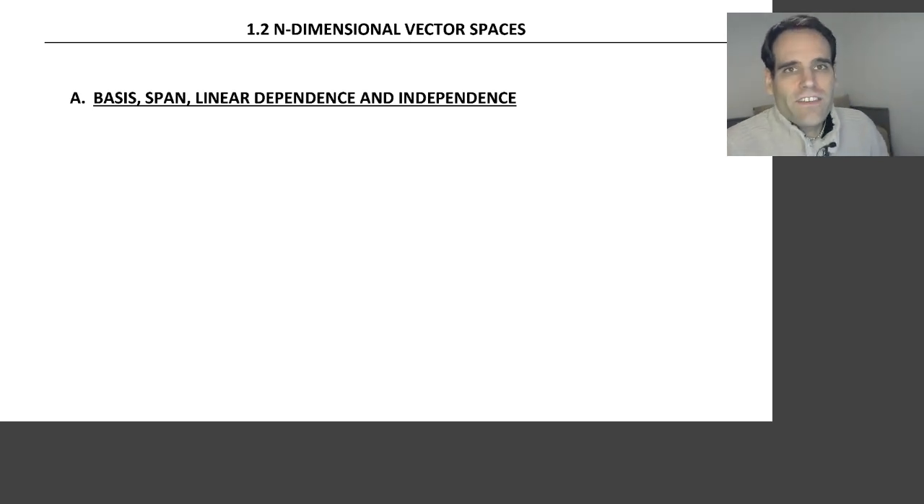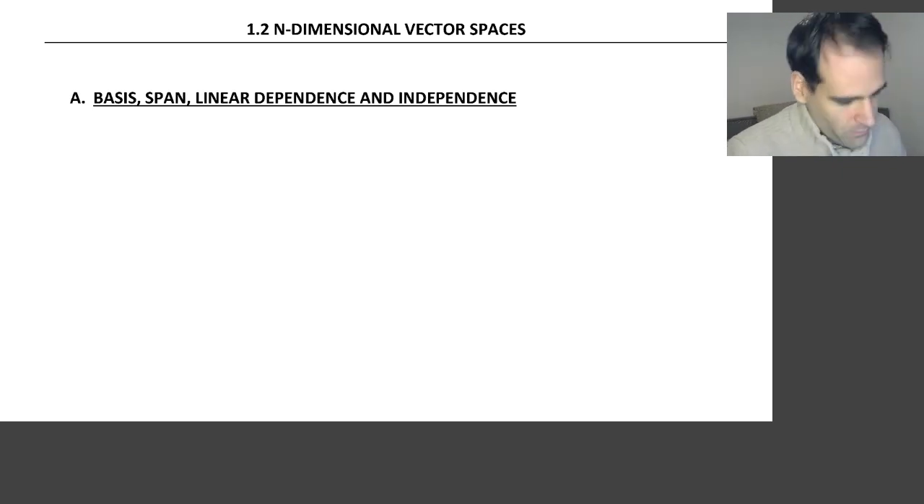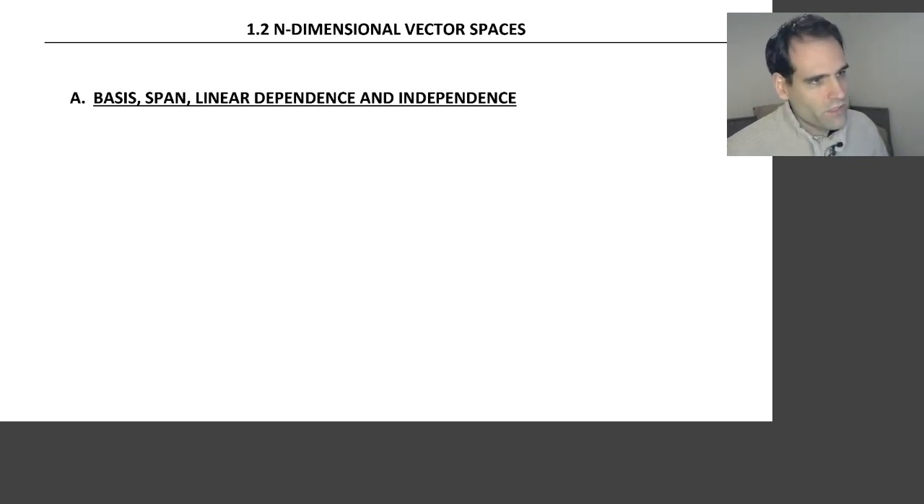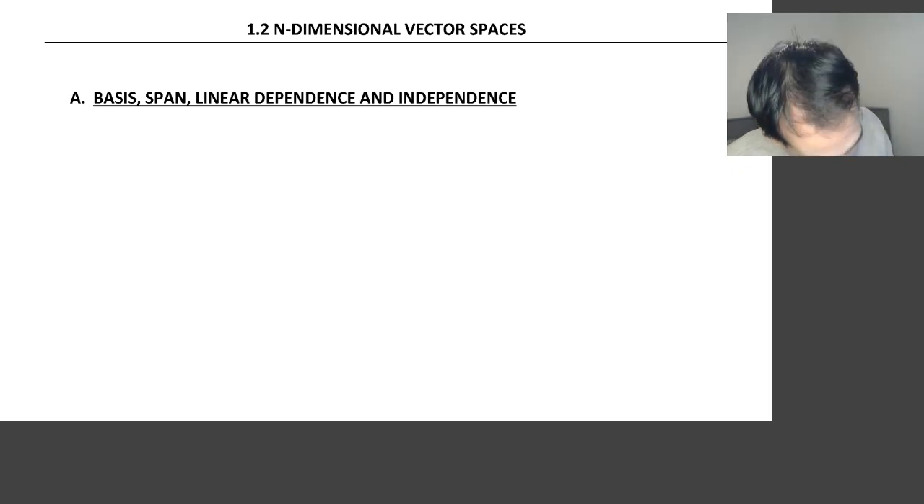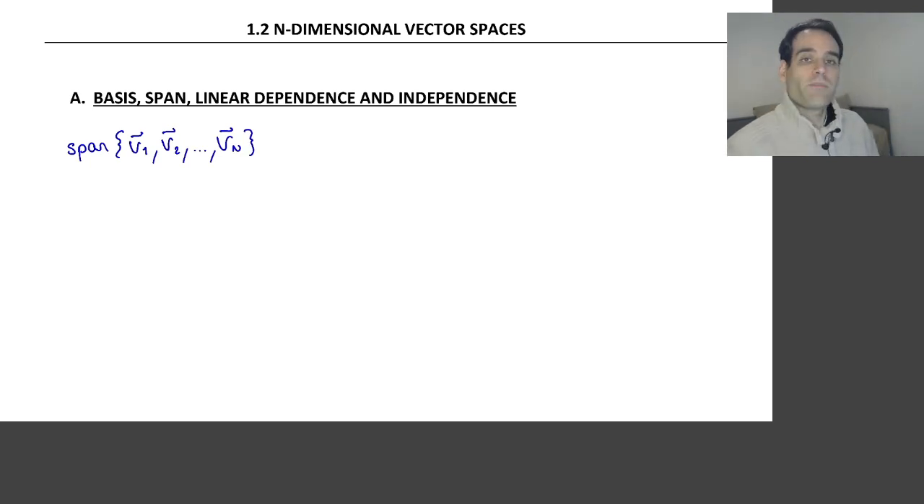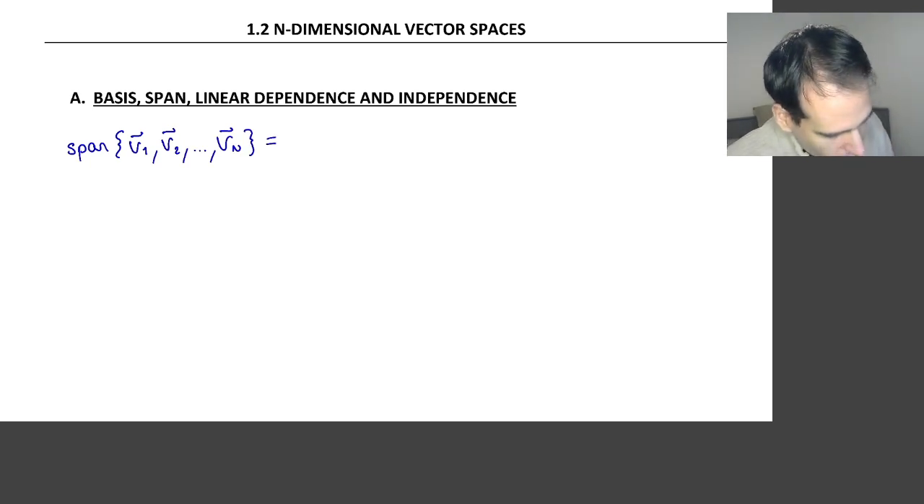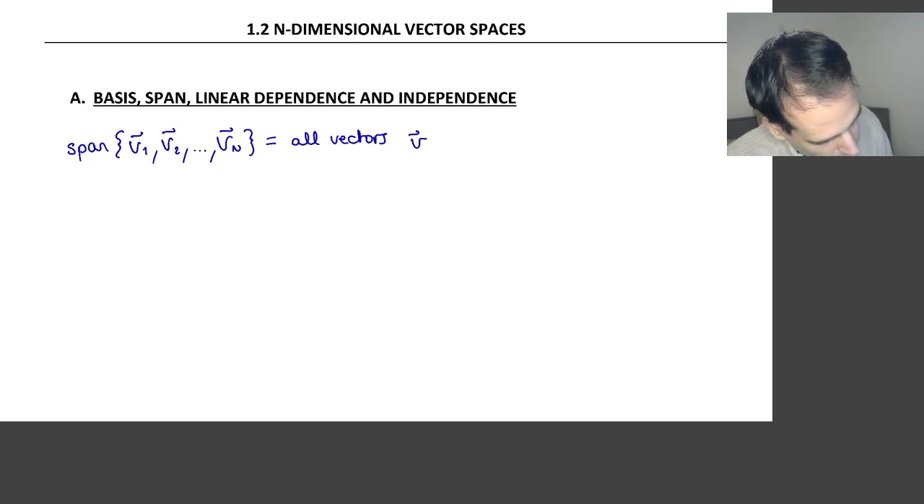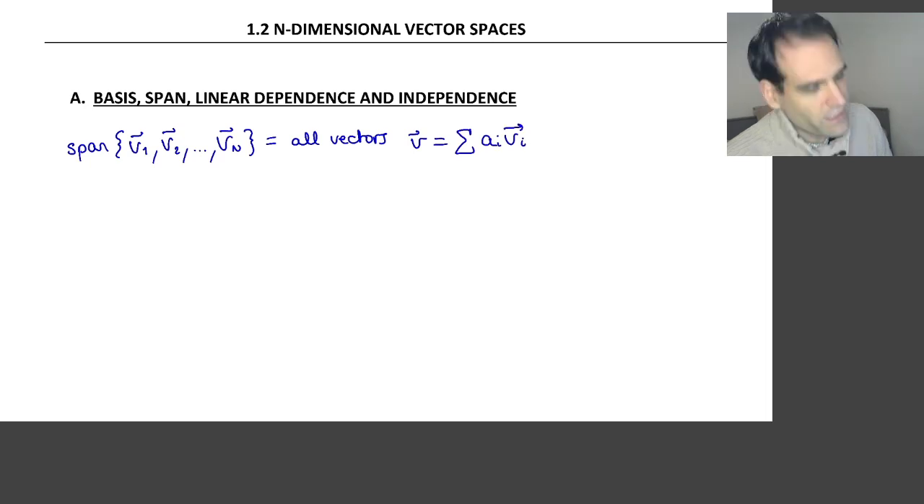So let's summarize the video that you just watched on basis, span, and linear dependence and independence. The first thing was to realize what the span is. The span of a set of vectors, span of v1, v2 up to vn, is simply a way of naming all the possible vectors that can be formed by doing a linear combination of the individual vectors in the set.